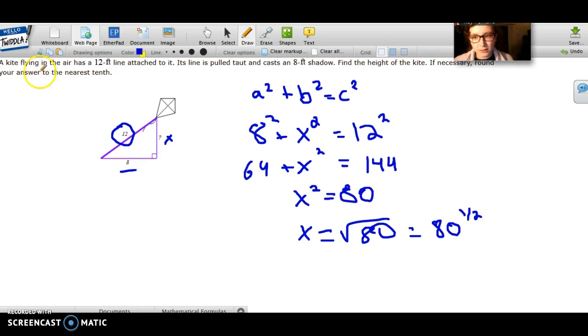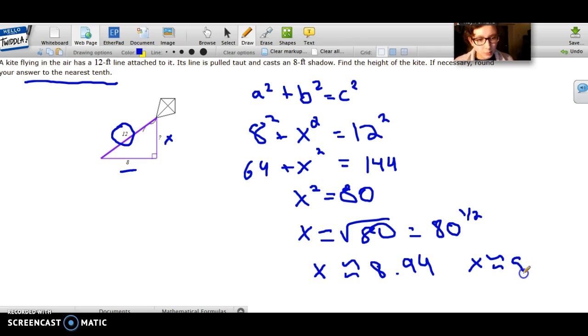And then it says to round it to the nearest tenth, which means we're going to approximate it. So x is approximately 8.94, and then to round that to the nearest tenth, that's just this place, and since this 4 is not 5 or above, we don't round up, we round down, so x is approximately 8.9. There we go.